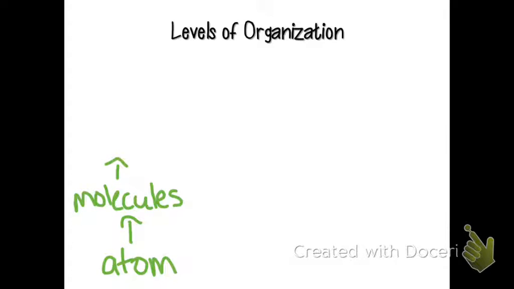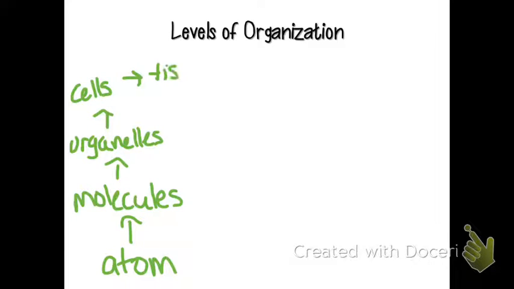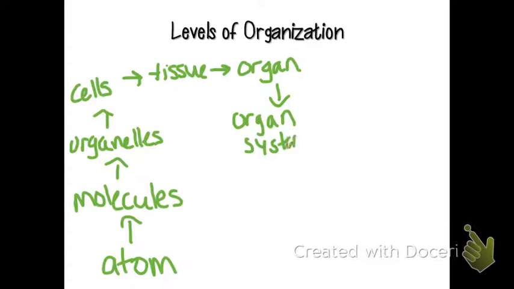We put molecules together to build organelles, which are parts of cells. So we put molecules together to build up organelles. We put organelles together to build up cells. Okay. We put cells together to build tissues. We put tissue together to build an organ. Right? We put organs together to build an organ system. We put organ systems together to build an organism.